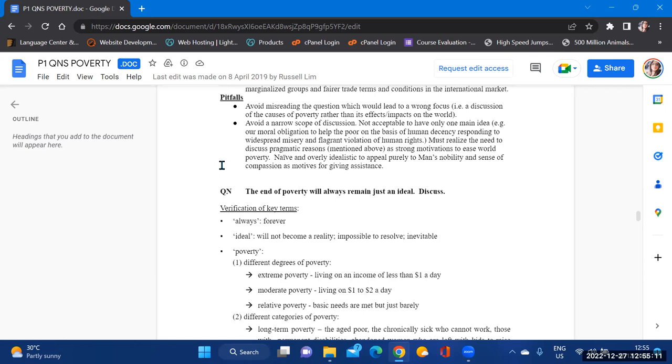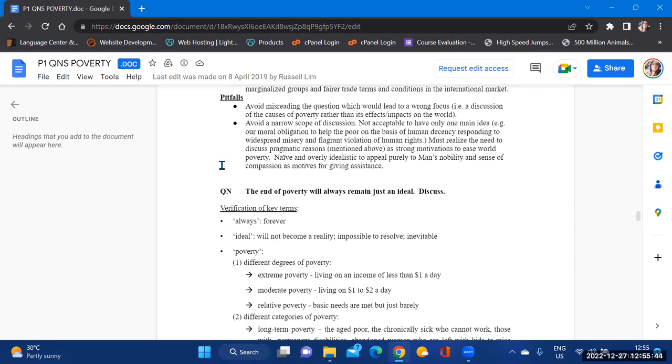Students should also avoid a narrow scope of discussion. Not acceptable to have only one main idea. Example, our moral obligation or ethical obligation to help the poor on the basis of human decency, responding to widespread misery and flagrant violation of human rights. Students must realize the need to discuss pragmatic reasons, as mentioned above, as strong motivations to ease world poverty.